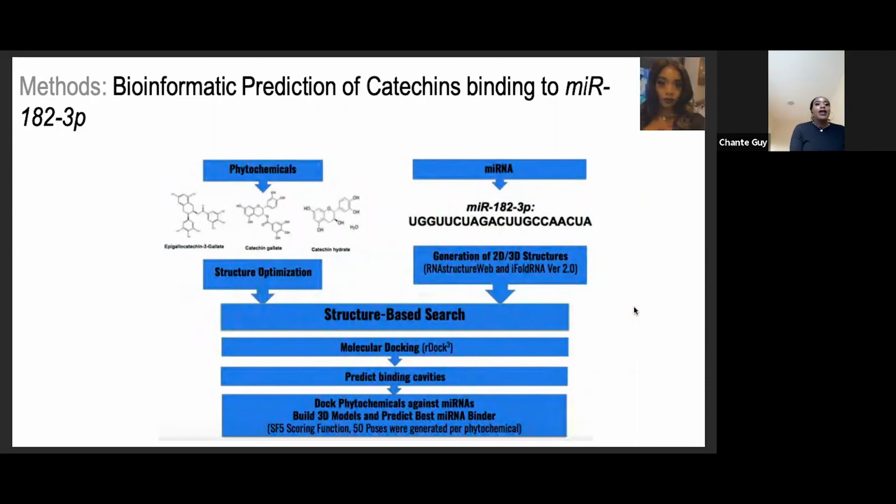We also carried out a bioinformatic analysis to generate 2D and 3D structures of these catechins and of microRNA 182-3P. And molecular docking software was used to predict possible binding cavities for these catechins in this microRNA structure. Next slide.